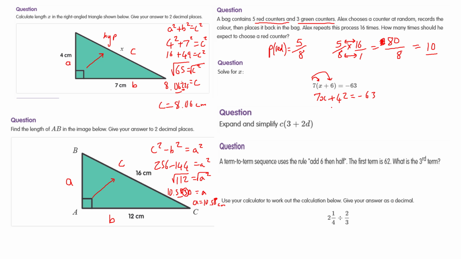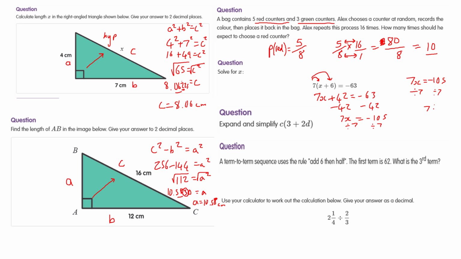So what do we do to both sides? Minus 42, to balance the equation and to get x on its own. So here we get 7x equals minus 105. Now, all you need to do now is divide by 7 on both sides. This is on a calculator paper, so you could have just worked this out on a calculator, but I'm going to show you here.